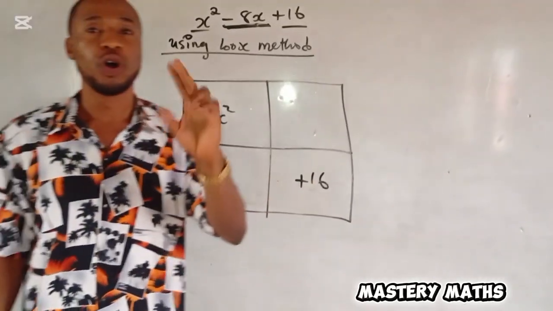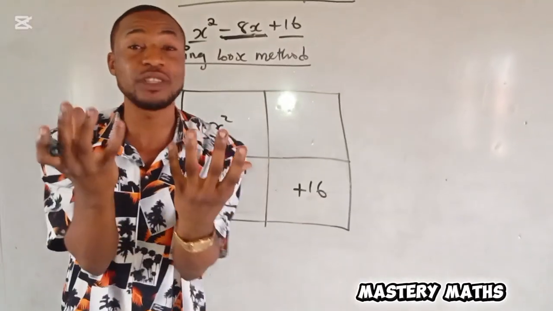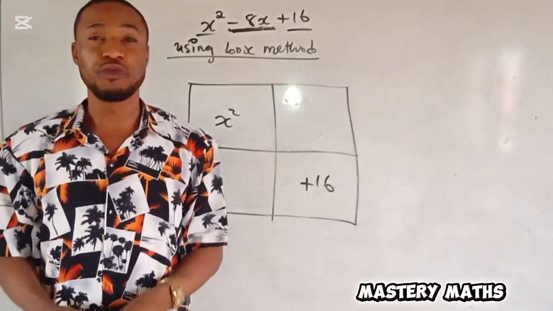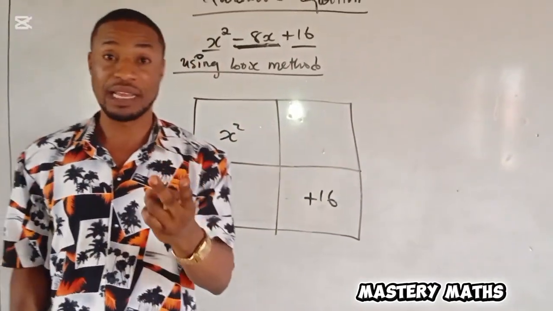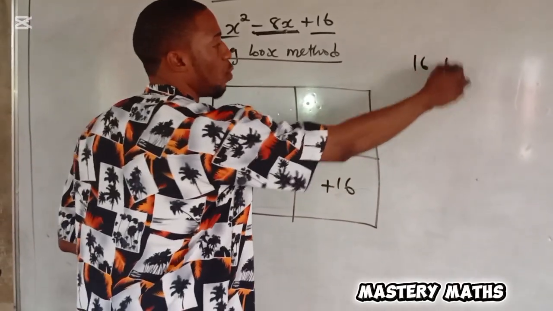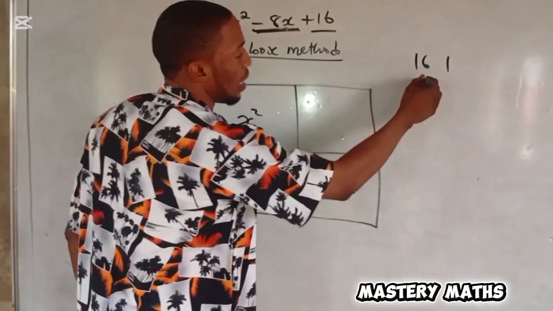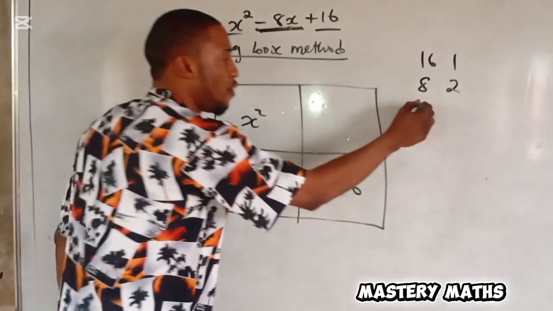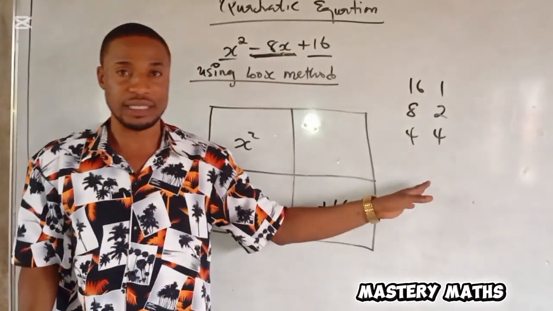You have to look for 2 factors, or you can say 2 numbers you multiply together to give 16. We have a lot of numbers you multiply to give 16. And what are the numbers? We have 16 and 1, 16 times 1 is 16. You have 8 and 2, 8 times 2 is 16. You have 4 and 4, 4 times 4 is 16. Now what's the purpose of doing this?